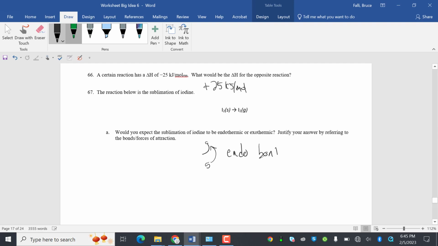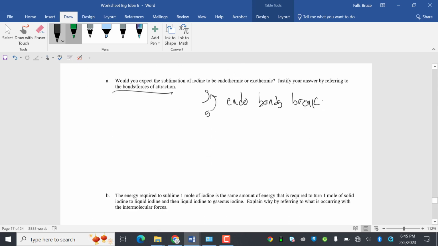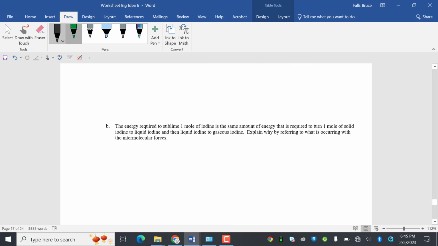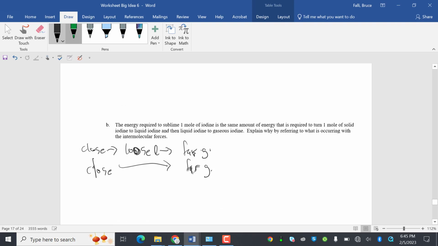Bonds break. No, so I was going to be okay with that until I saw it say indicate bonds. The energy required for 1 mole of iodine is the same. It would be for 1 mole of solid iodine to liquid, and then liquid to gas. Explain why, referring to what is occurring with intermolecular forces. So it's the same break of close solid to loose liquid to far gas. The same thing if I just go from close solid to far gas. So the same bond breaking happens. So they're breaking in each one.